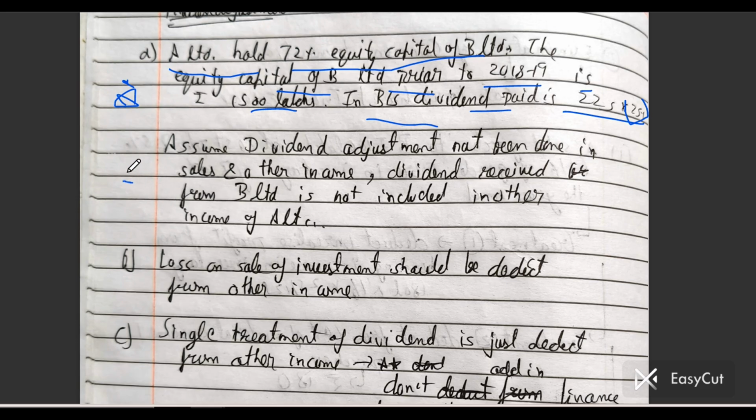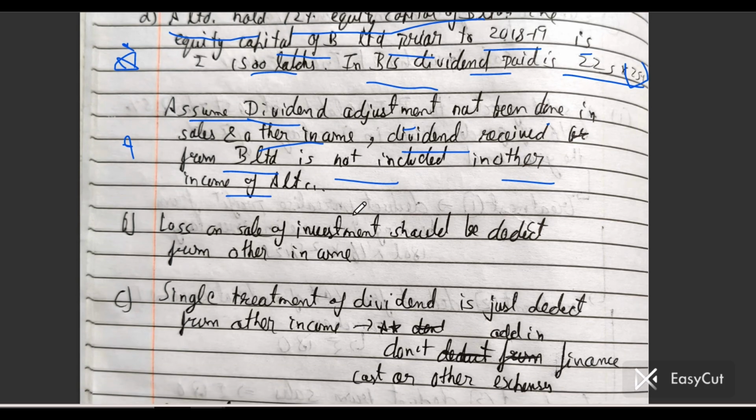So in some cases, what will ICAI do? ICAI will do the dividend adjustment. Sometimes ICAI assumes that the dividend adjustment has not been done in sales and other income, and the dividend received from B Limited is not included in other income of A Limited also. Okay, either you can write this adjustment.